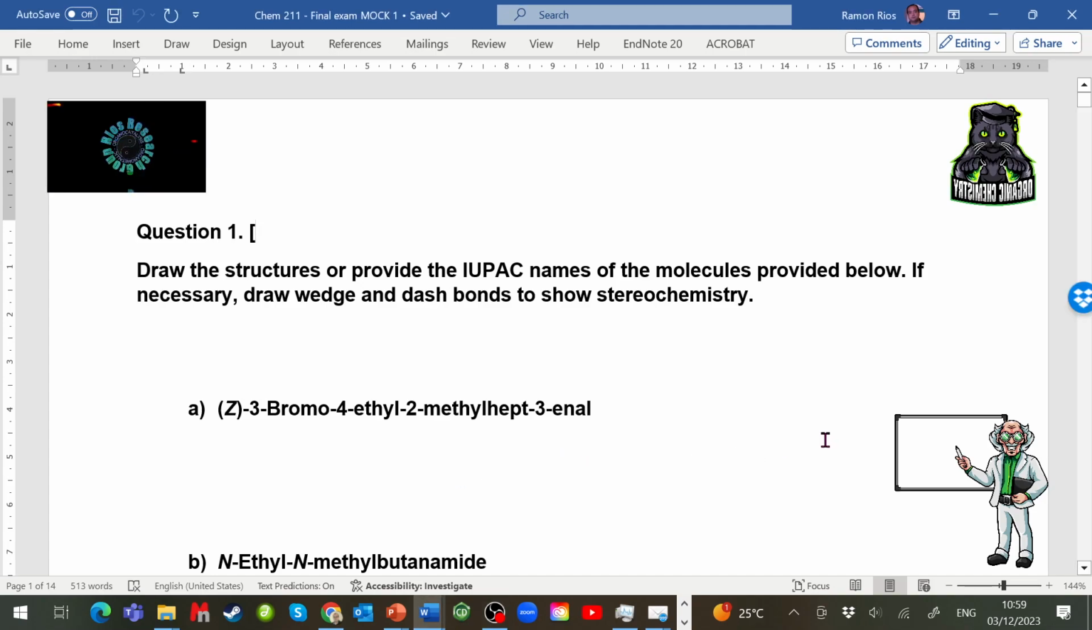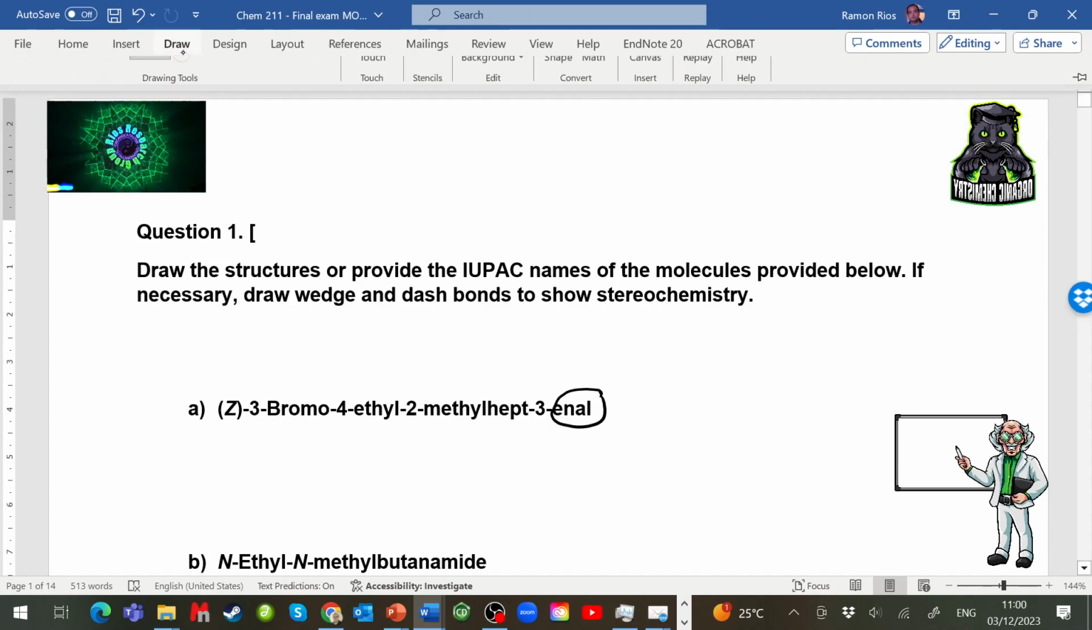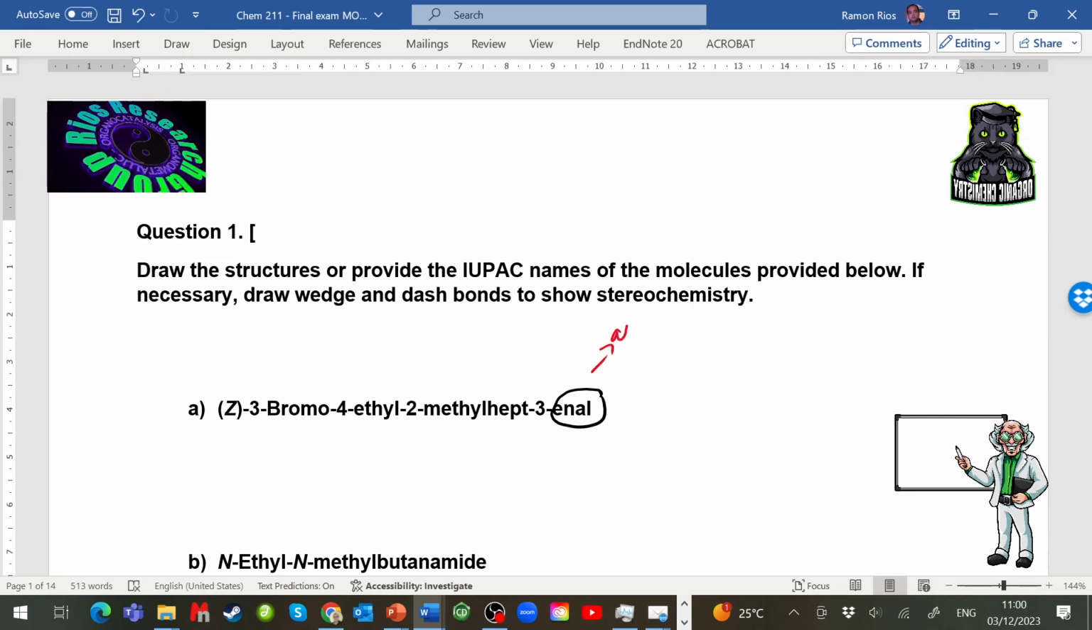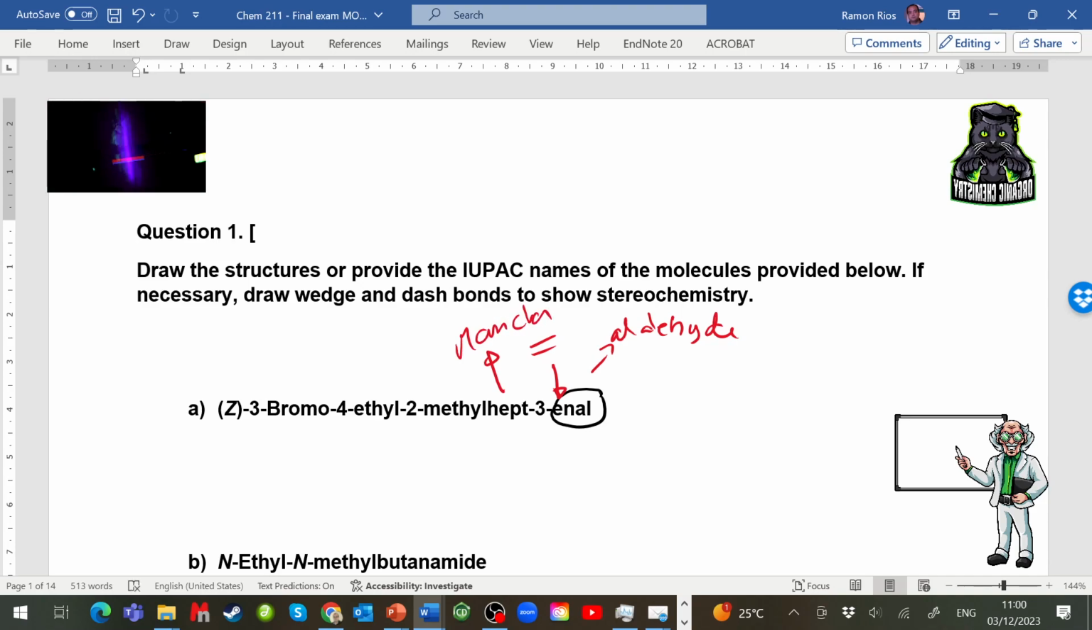Okay, the first one. What we have is a Z-3-bromo-4-ethyl-2-methyl-hept-3-enal. That means from here we can check that we have an aldehyde. Now this means that we have a double bond in the third position, and this is the main chain. I will draw the main chain.